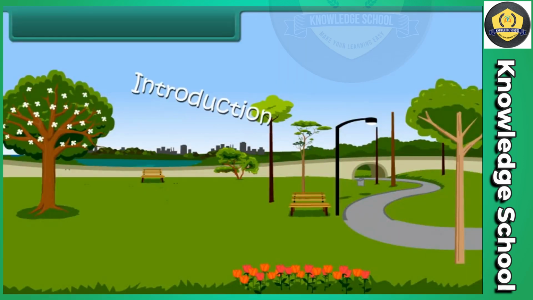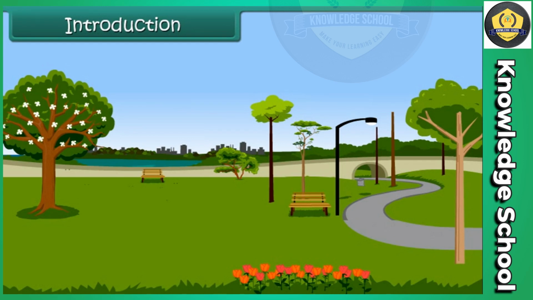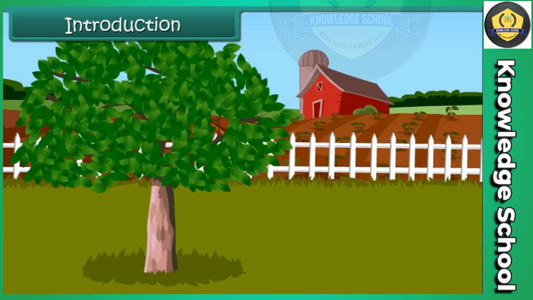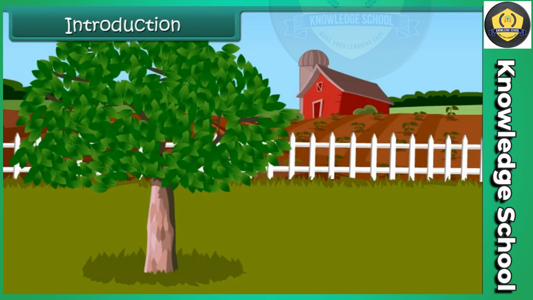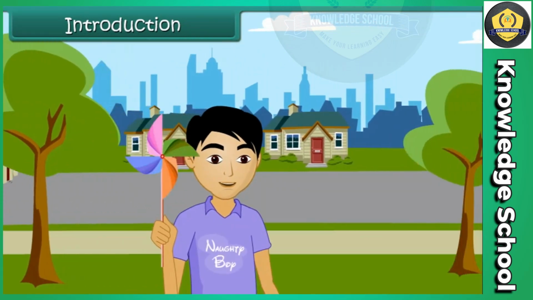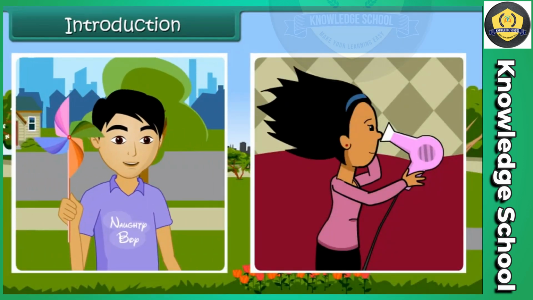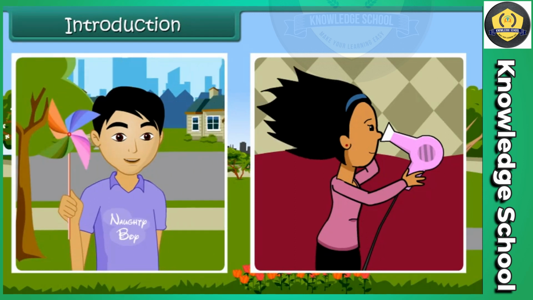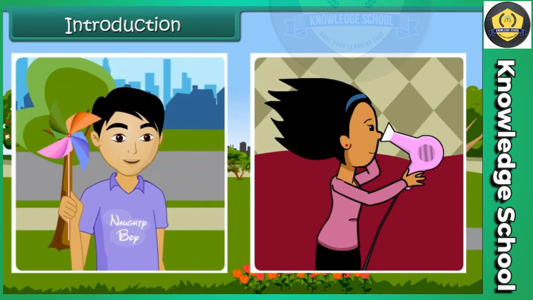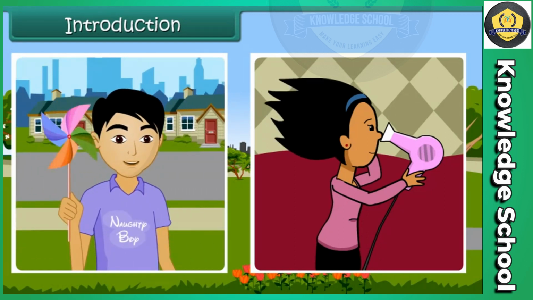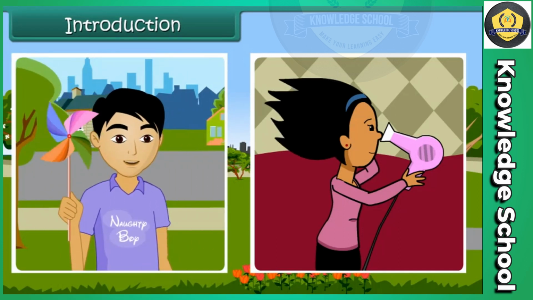Dear friends, do you have any idea as to how a kite flies? How do the leaves of a tree move? Or have you ever played with a paper windmill? How does this happen? Friends, this happens due to the movement of air. Air is present everywhere around us, and we can feel it.